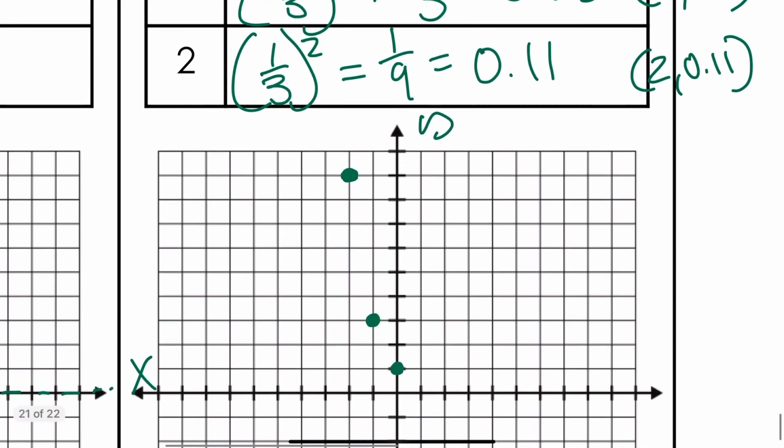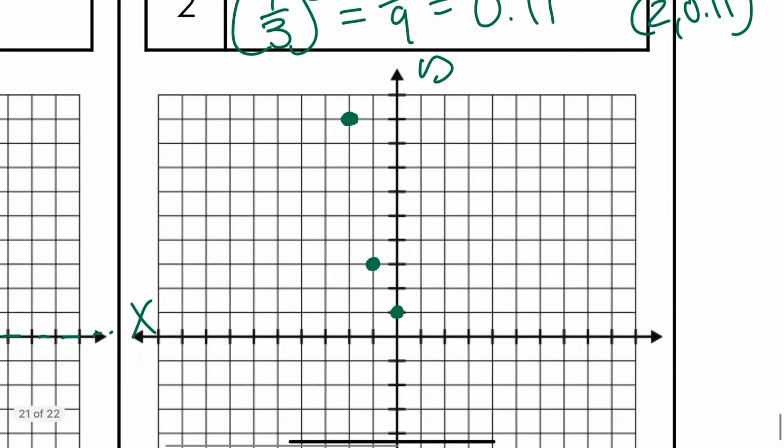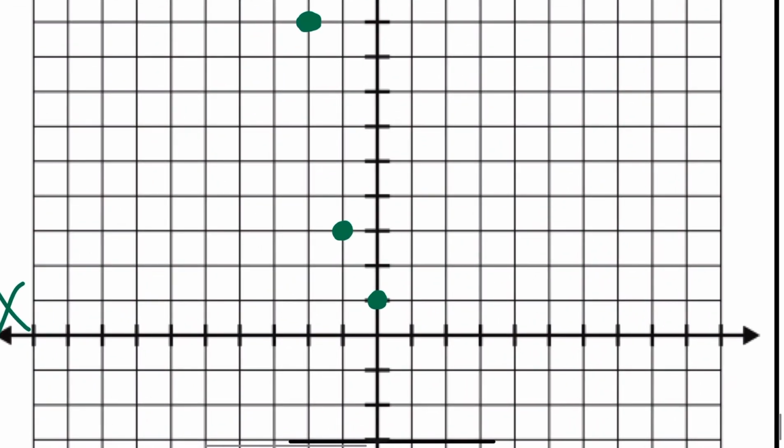Next one is 1, 0.3. So remember, if you have that decimal, we're gonna approximate. So I'm gonna go over to 1 and then up. I think it's gonna be around here somewhere. Somewhere around there. I think that's about 1/3.